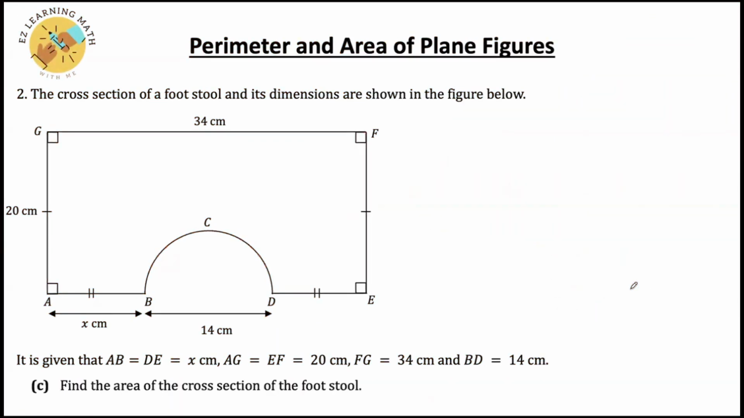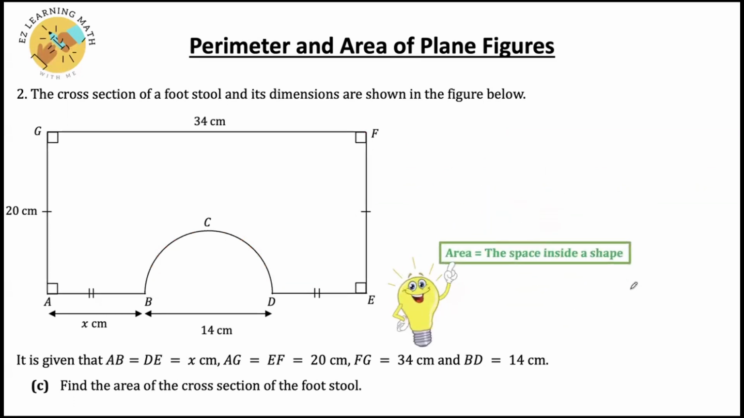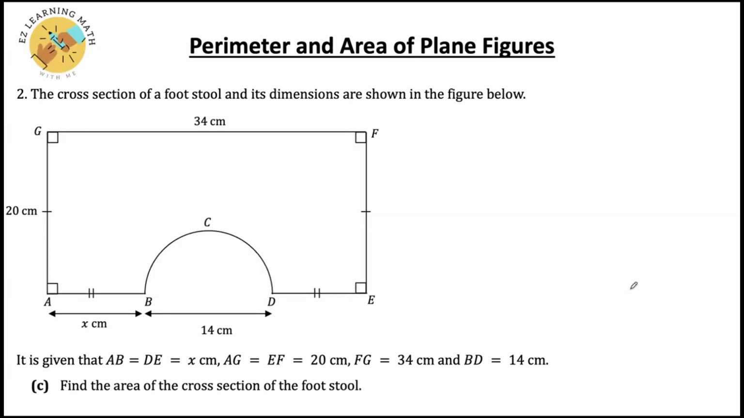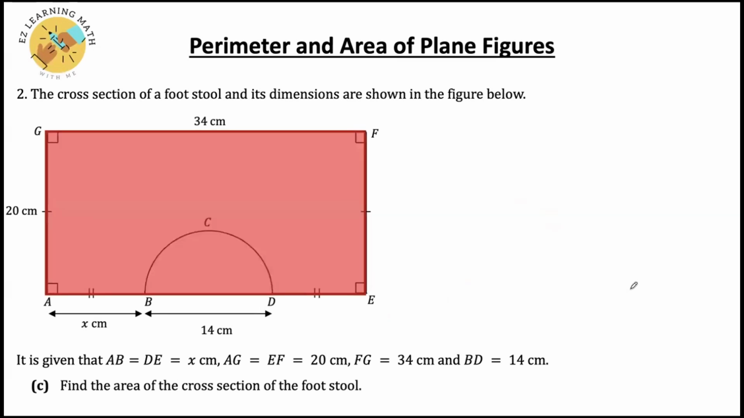Next, let's solve number 2c. Find the area of the cross-section of the footstool. Remember that area is the space inside a shape, so all of this. Okay, first let's find the whole area of this figure. We can see that the whole shape is a rectangle. So let's find the area of rectangle GAEF. The area is length times width. So 34 times 20, it's 680 square centimeter.